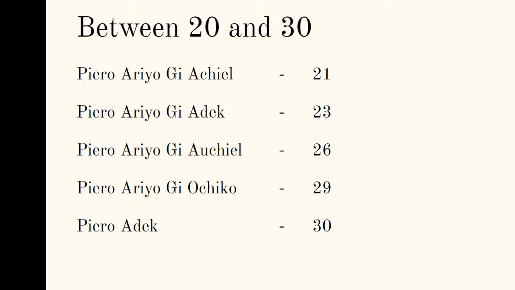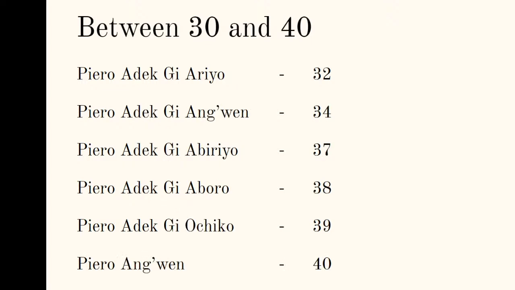So then, after moving to piero adek, you have to move on to the fourth one. And the fourth one will be piero ang'wen.